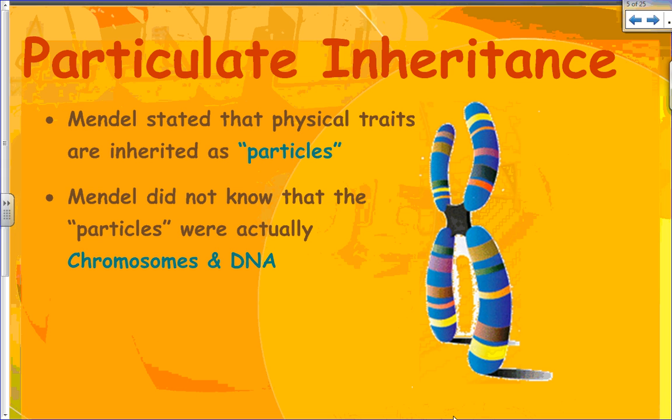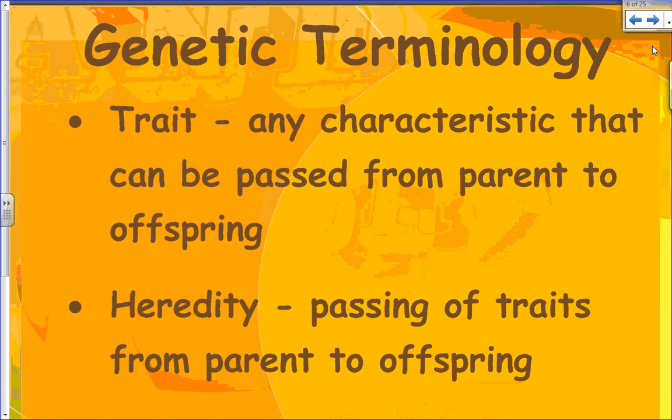So Gregor Mendel stated that physical traits are inherited as particles. Now remember that Mendel didn't know that particles were actually chromosomes in DNA. He said that something was being inherited, that some sort of a particle was being inherited from parents to offspring.